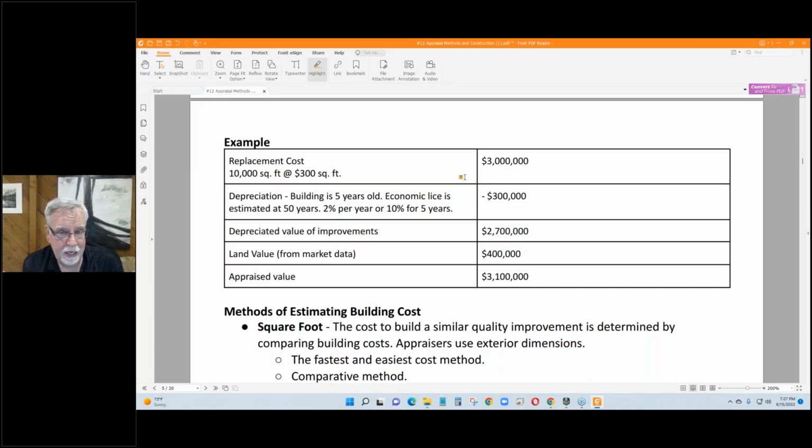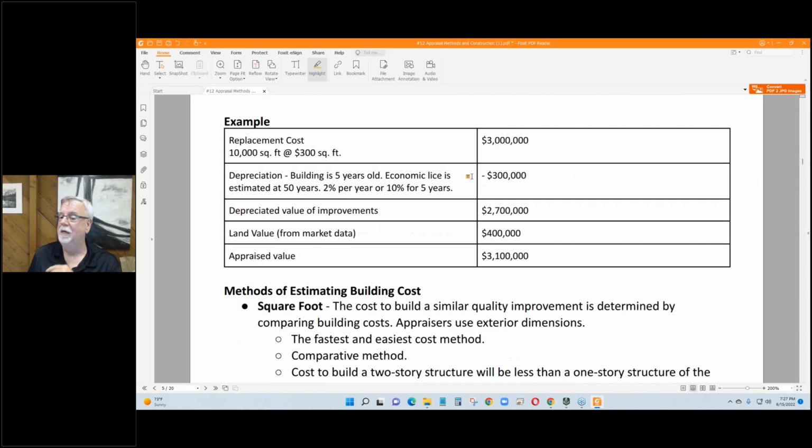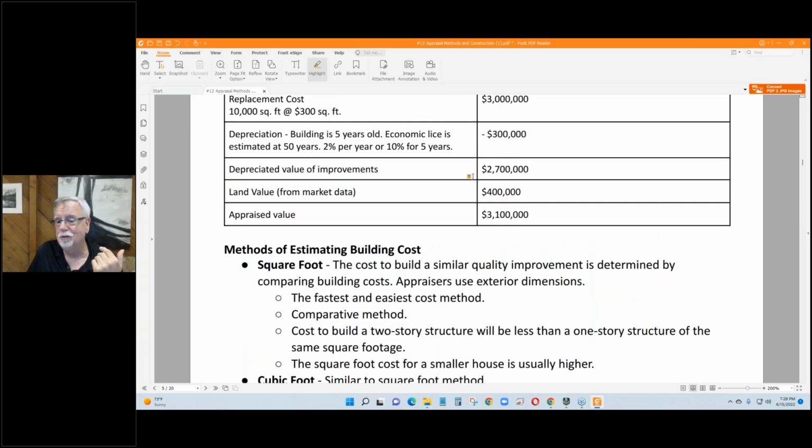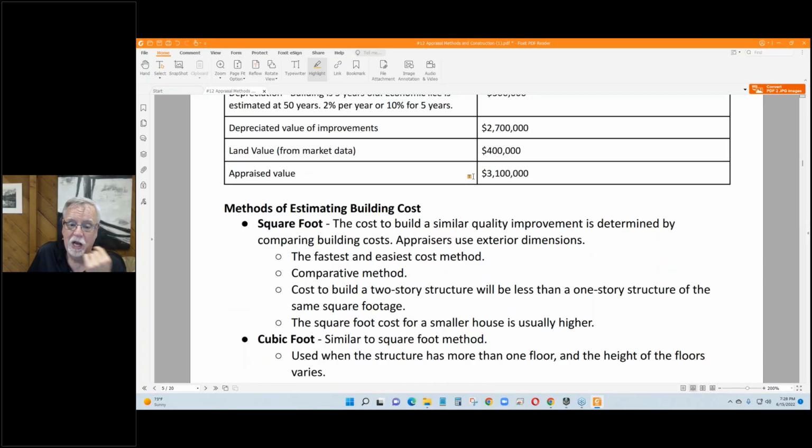Then we add land value. Where do we get the land value? That's market data. What is land selling for? What is land worth? Let's say the land value is $400,000. Now we come up with our appraisal: the depreciated value of the improvements plus the value of the land. Again, on the state exam, you're not going to get a math question. But I don't know, I think it's easier. I gave you one as a bonus.